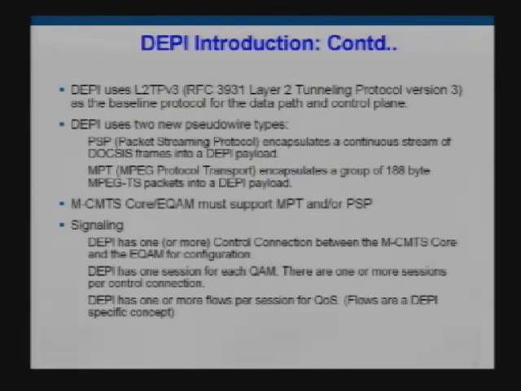And here let's take a look at some more details about the DEPI. We have already seen that L2TPv3 is the base protocol used for DEPI, and DEPI uses two types of pseudo wires. One is called PSP or Packet Streaming Protocol, and the second is DMPT or DOCSIS MPEG Transport. The difference being, we know that the DOCSIS layer 2 processing is done by the MCMTS core, and then it passes that information to the PHY shelf, the EdgeQAM, so that it can do the PHY functionality. But there are two ways it can be accomplished.